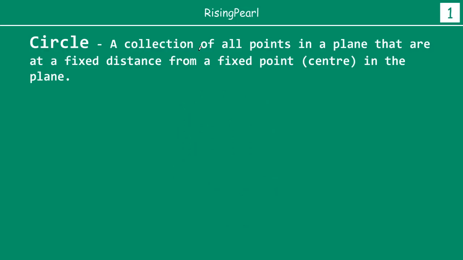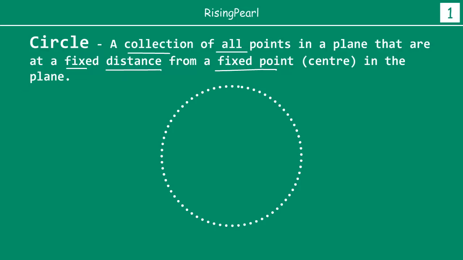So circle is a collection of all points in a plane that are a fixed distance away from a fixed point in the plane. So what does that mean? It means that if we draw a shape like this, so what is unique about this shape? This shape contains infinitely many points. Each one of them is a point on this graph, right? So this graph contains infinitely many points.